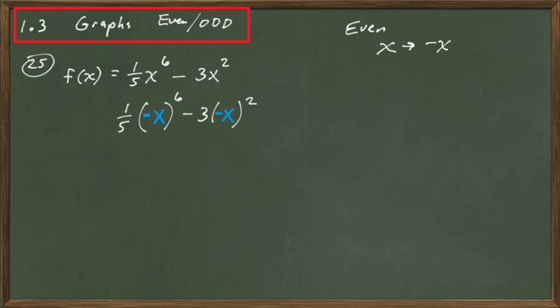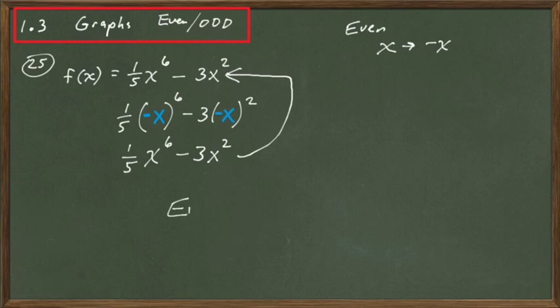Now, a negative to an even power is a positive, and I'd have the 6. That minus 3 is outside, so that just comes down. But this negative right in here squared makes that a positive x to the second. Does that match my original? So that means this is an even function. So we're testing for even, odd, or neither.